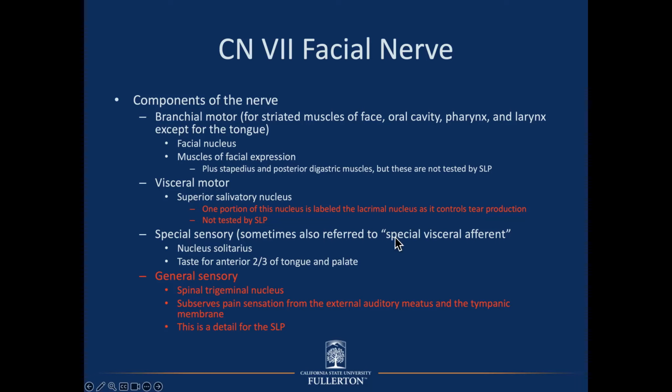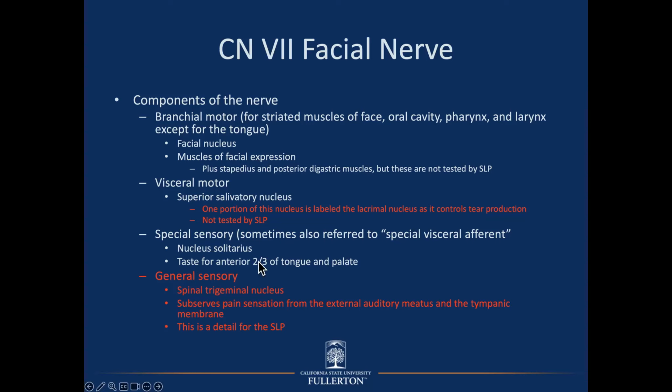The next one is important to us, and that is the special sensory. It's sometimes referred to as special visceral afferent. It is sensory. What's special about it? It's not like just light touch and tactile and kinesthesia or anything like that. It has to do with some kind of sensory or afferent input for digestion. And in this case, it subserves taste for the anterior 2/3 of the tongue.